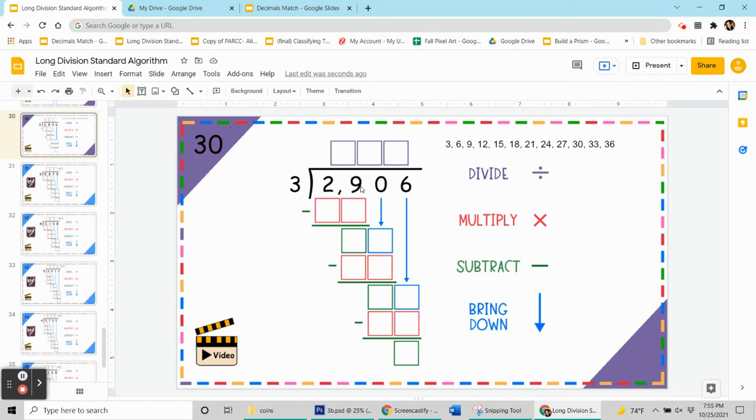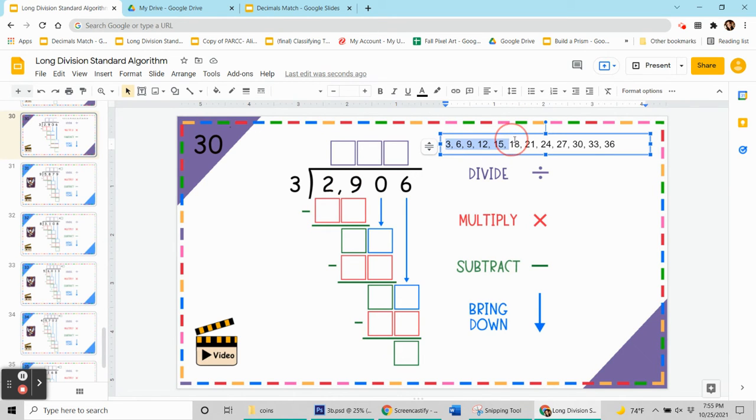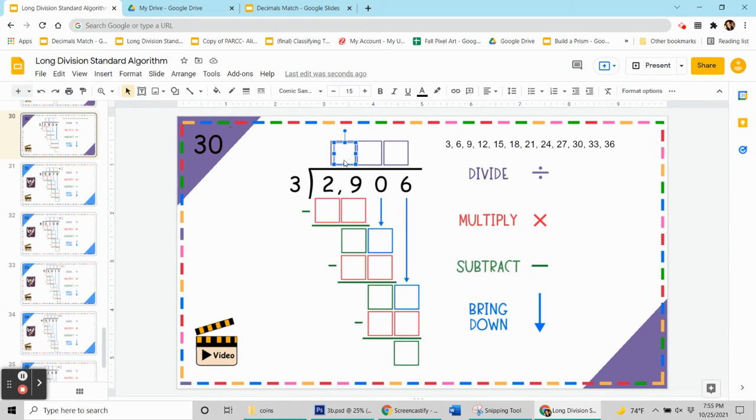So 29 divided by 3, you're not going to hit it exactly, but how close can you get? In other words, if I skip count my 3's, how close can I get to 29 before I go over? In this case, you can get up to 27. How many times was that? So I would count how many times was I able to skip count my 3. In this case, it's 9 times. That's how many times you can fit 3 into 29.